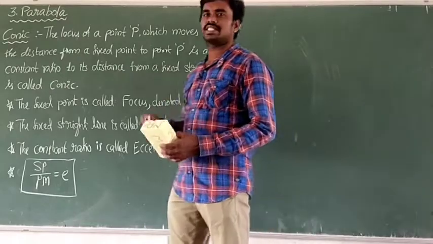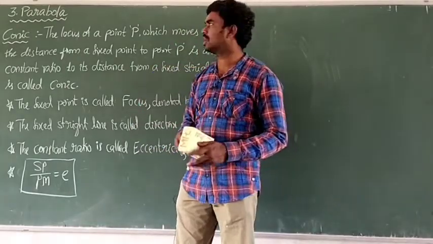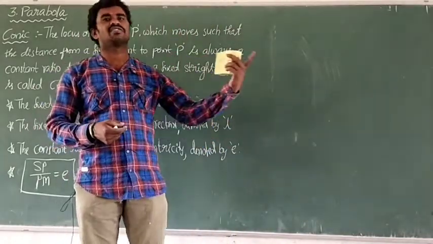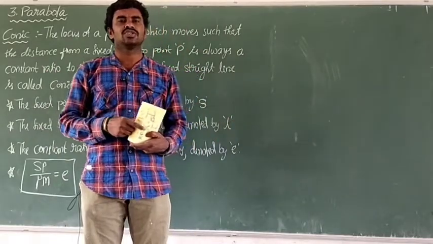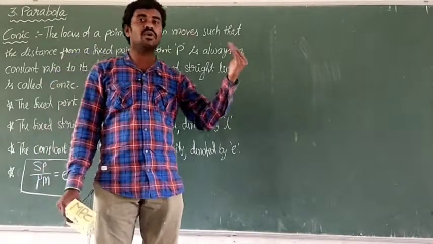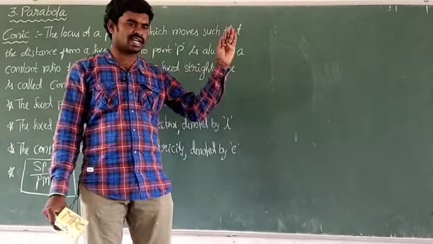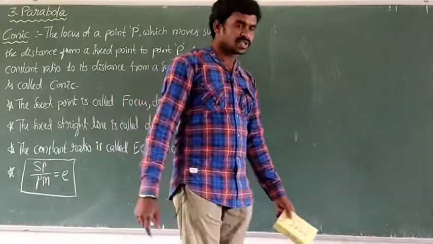Today in our second year Maths class, we are going to learn the third chapter, parabola. This third chapter parabola, next ellipse, then hyperbola, these three come under conic sections. So before we know about parabola, we have to know what a conic is. Then from conic we can know what parabola, ellipse and hyperbola are. Okay, so we are starting.